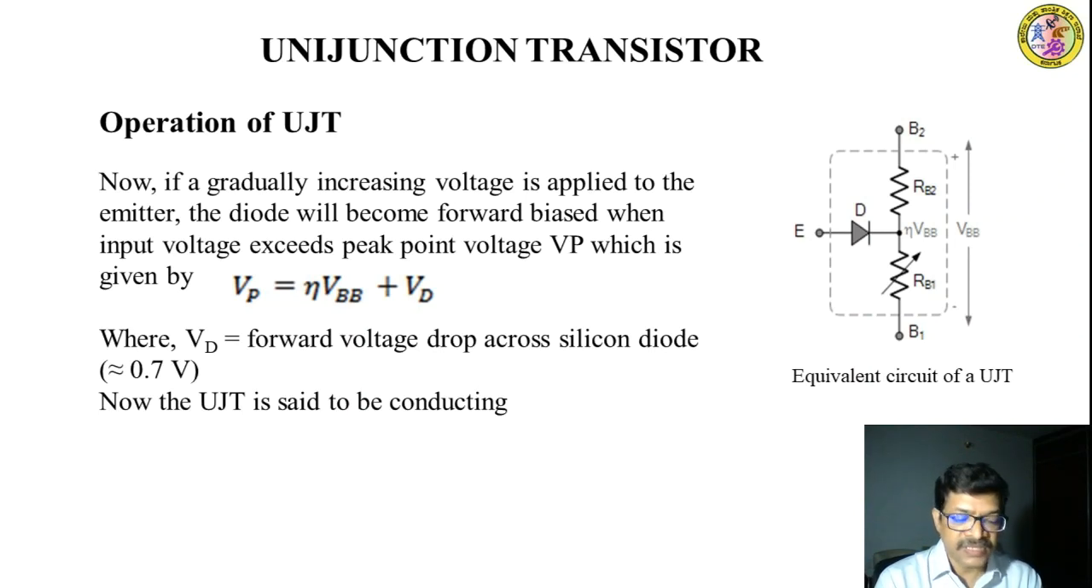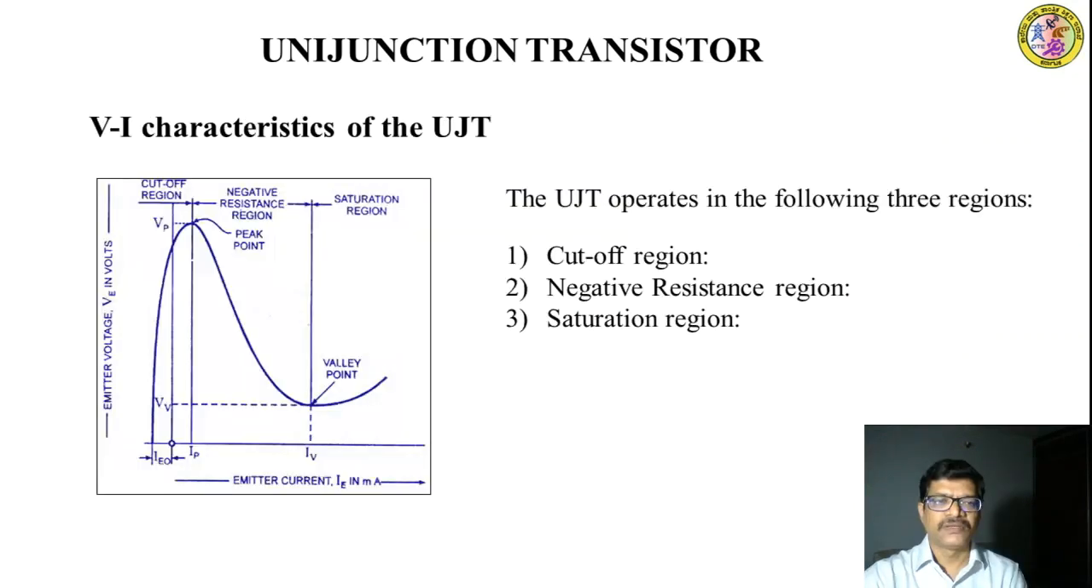This is indicated by variable resistance RB1, and hence decreases the voltage drop between emitter and B1. The emitter current now increases regeneratively until it is limited by the emitter power supply. Now, UJT is said to be conductive.